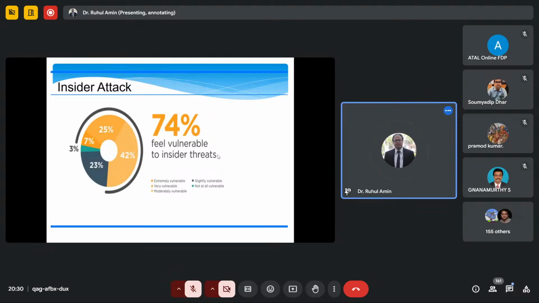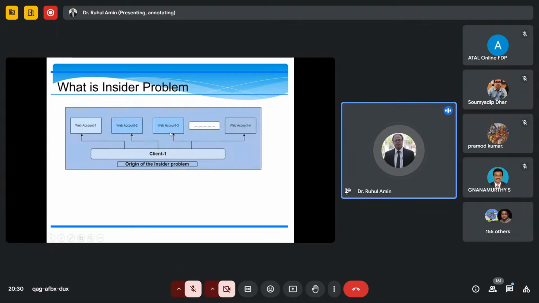Now the next topic is insider threat or insider attack. From the literature, most of the cyber-related problems or cyber-related attacks are happening because of this insider attack. So let's try to understand what that insider attack is.